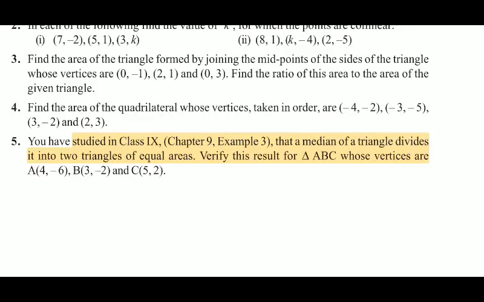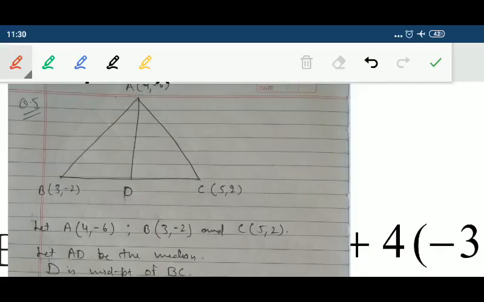Now the last question of this exercise. In this question, a median of the triangle divides it into two triangles of equal area, and we verify this result for triangle ABC whose vertices A, B and C have coordinates (4, minus 6), (3, minus 2) and (5, 2) respectively.